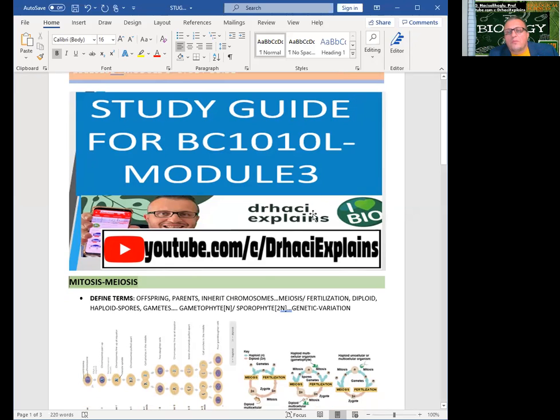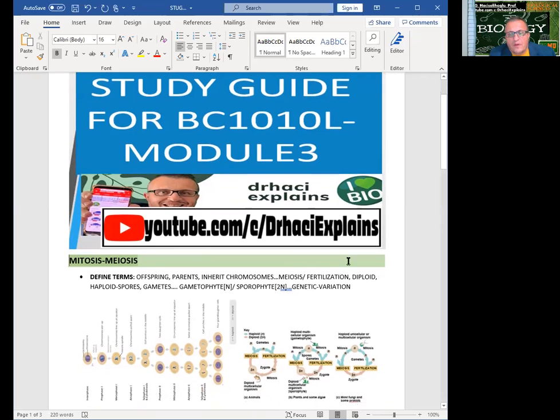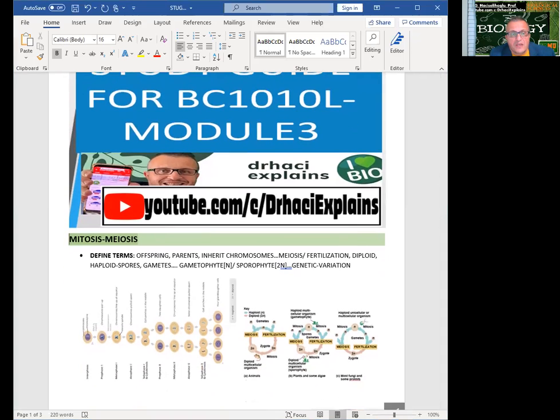Make sure that when you start studying for this module, you get down basic vocabulary like offspring, parents, inheritance, chromosomes, meiosis, fertilization, diploid, haploid, spores, gametes, gametophyte, sporophyte, and genetic variation. Just some examples for you. Okay, so let's start with mitosis first. Mitosis is division of the nucleus.